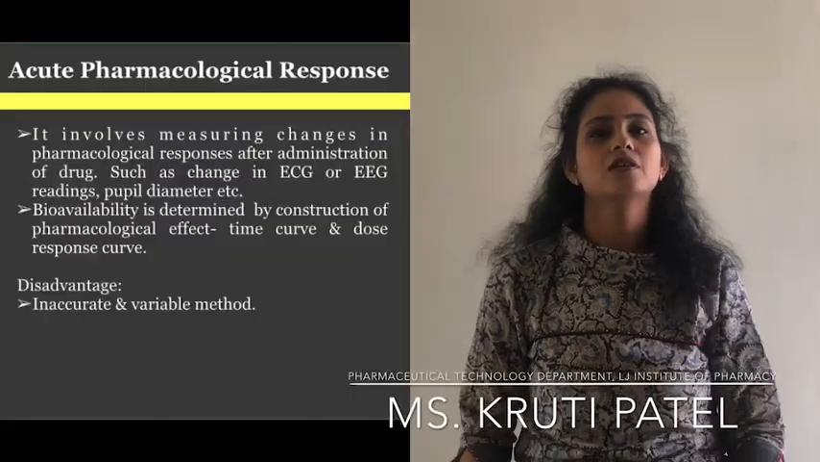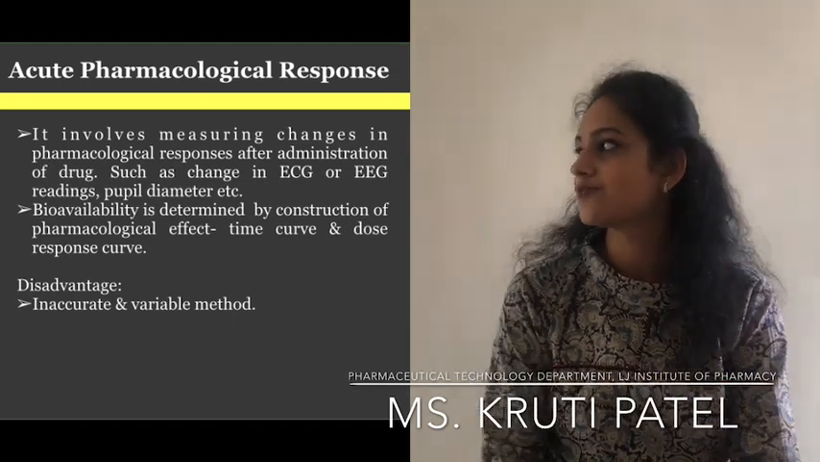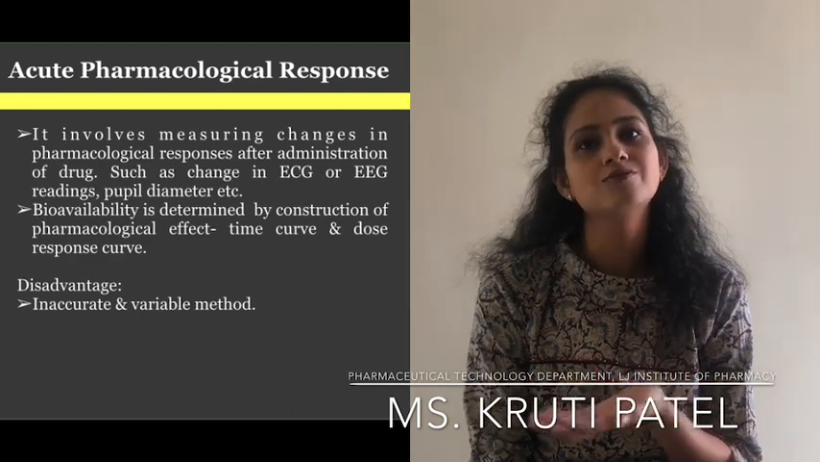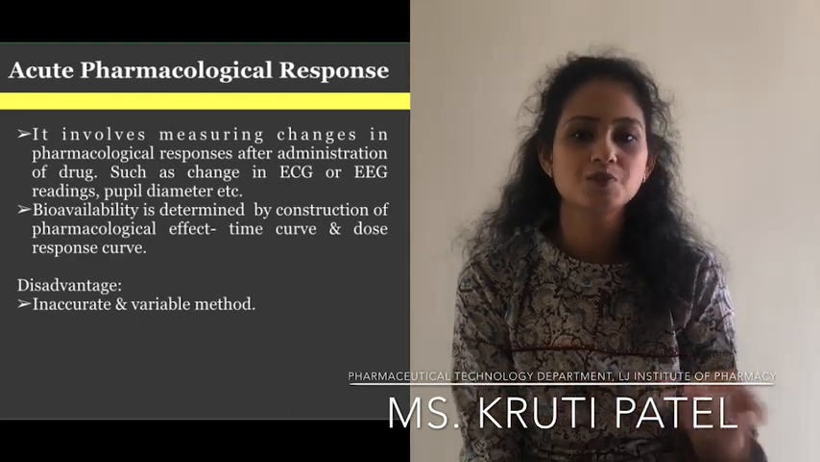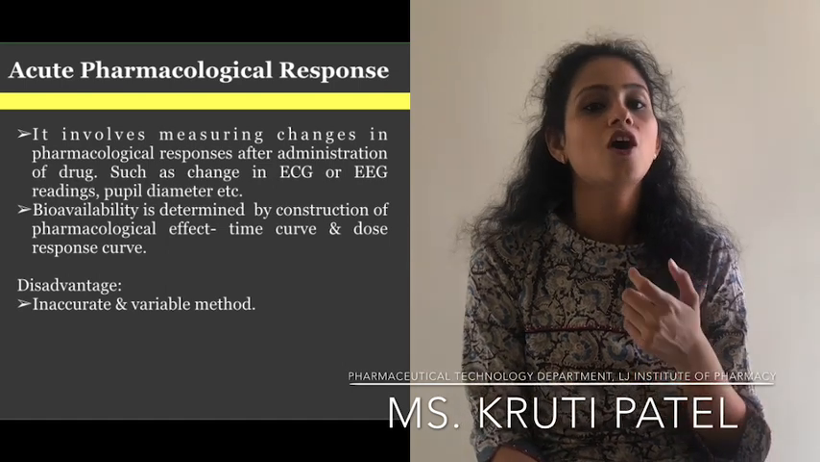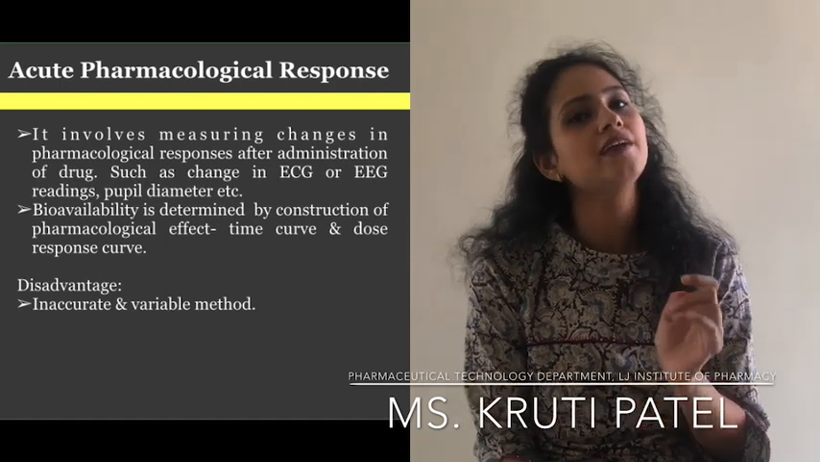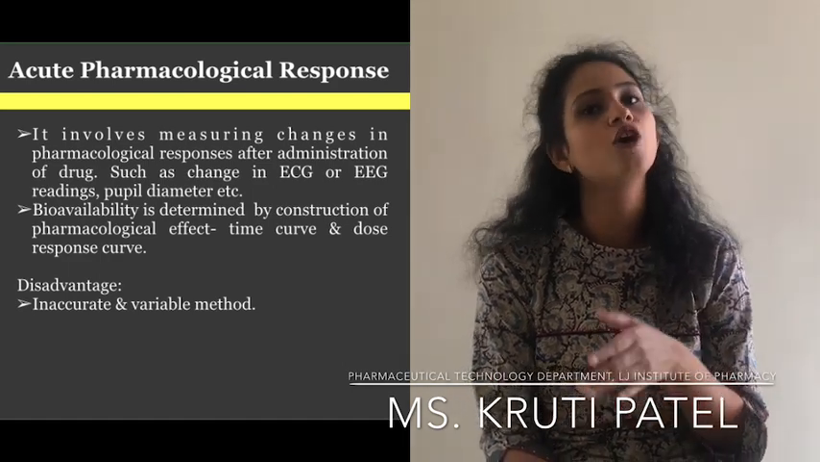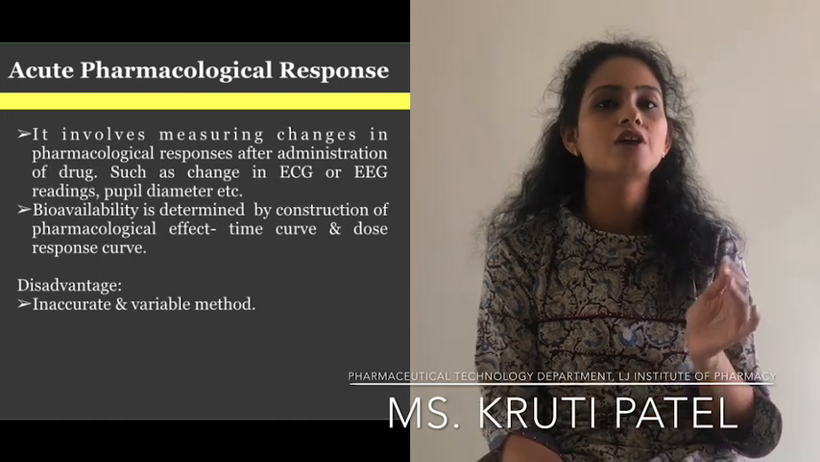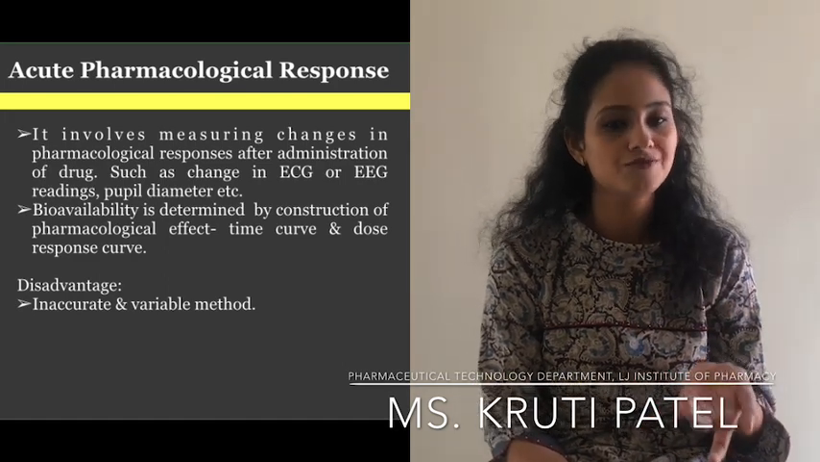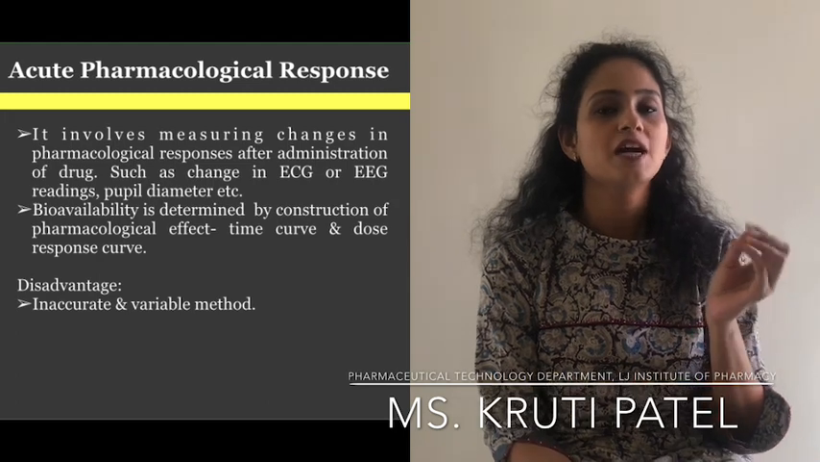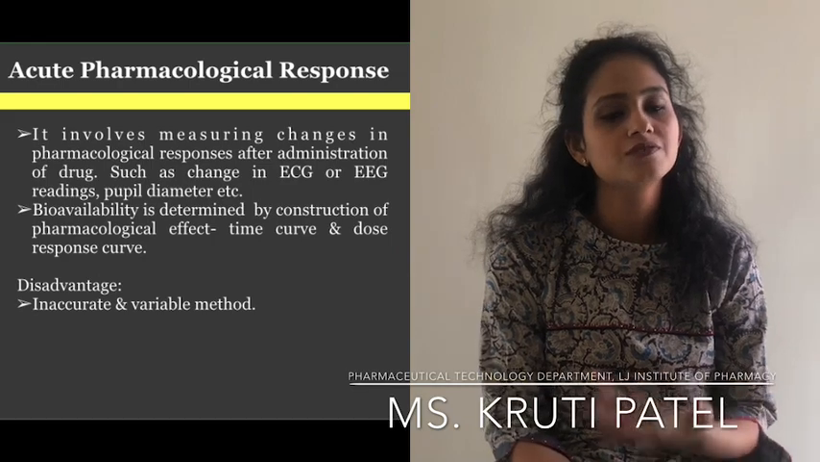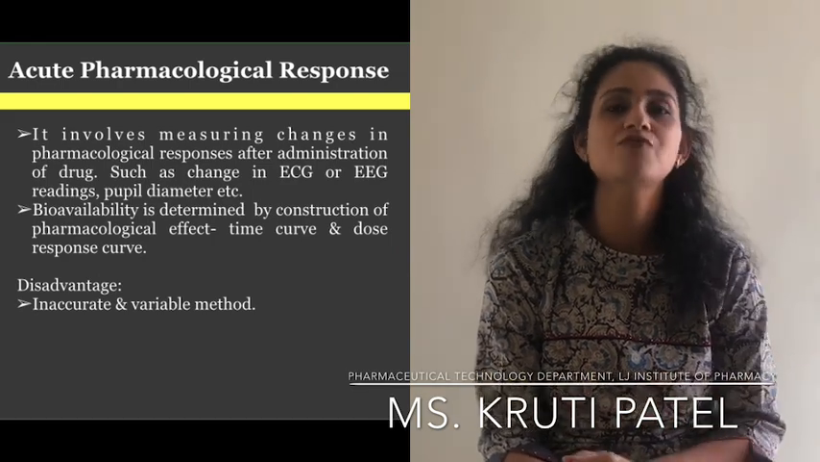The next method is acute pharmacological response, which is a pharmacodynamic method. In this method, you administer the drug and you see the changes in pharmacological response like ECG or EEG, or changes in pupil diameter, and you construct a pharmacological effect versus time curve or dose response curve, and you get how the drug is working, or what the bioavailability of the drug is. This is a direct method because you are administering the drug and checking the effect. The major disadvantage of this method is that it is an inaccurate and variable method.